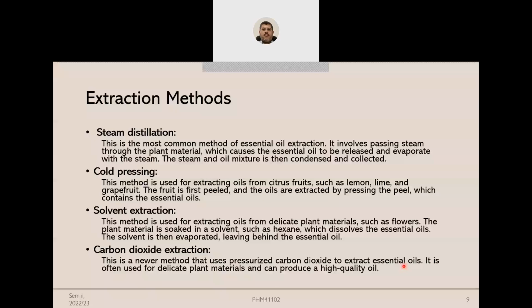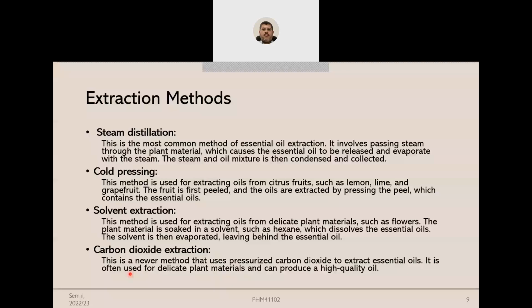Carbon dioxide is not costly. You can obtain it from the environment. You can extract it from the air. It doesn't cost you money. The cost is only the machine. And then once you extract the material you want and you reduce the pressure, what will happen? Carbon dioxide will evaporate normally and will leave behind the extract, the essential oil. It is often used for delicate plant material and can produce a high quality oil.